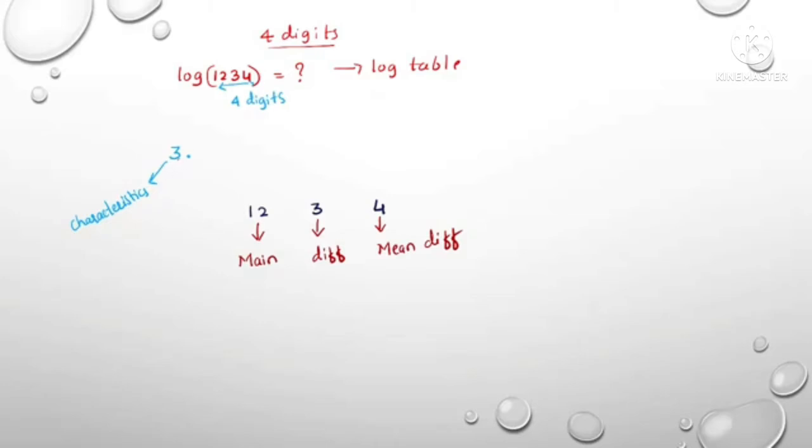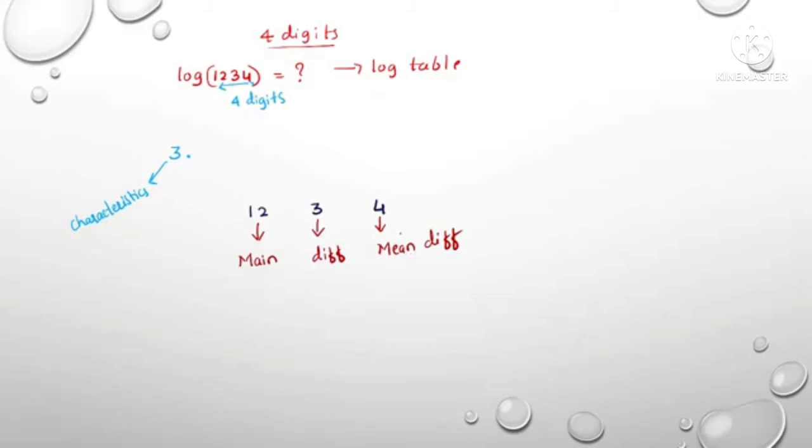This 3 we can call the characteristic, which is always on the left side of the decimal point. Now we have to find the log of 1234. The first 2 digits are 12; we have to see this number from the main column. The third digit we have to see from the difference column, and the last digit, 4, we have to observe from the mean difference column.